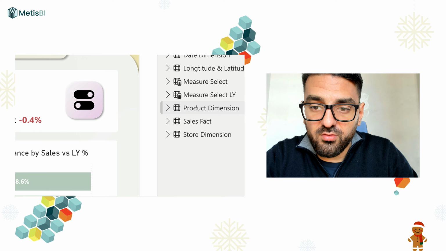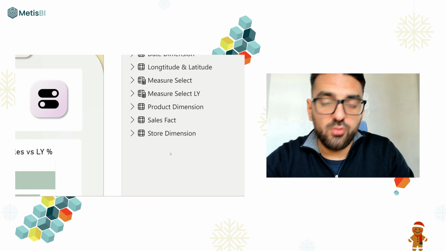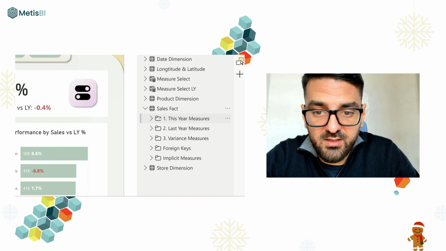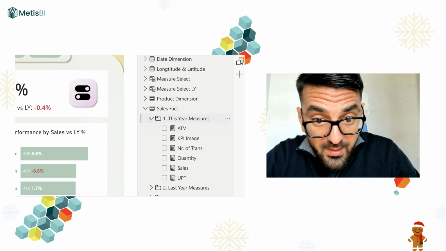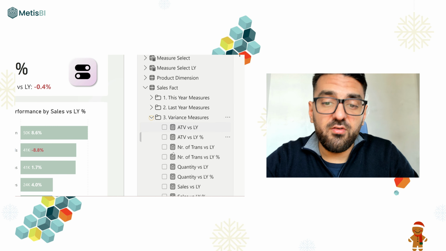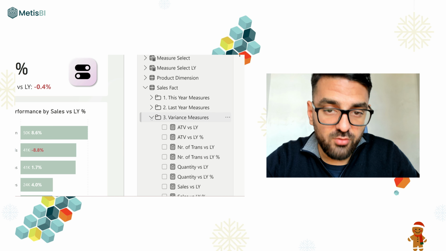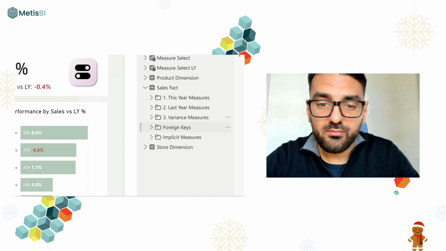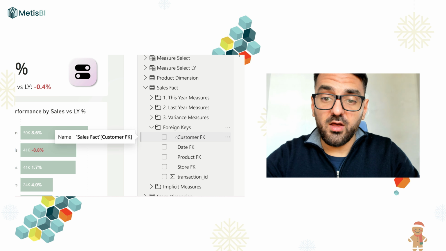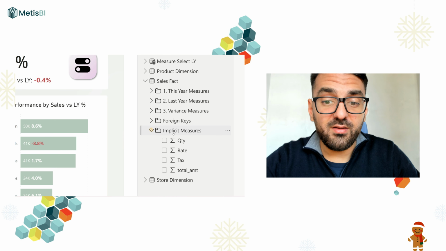So if I scroll down for a moment, you see I also have a sales fact here. Why is that not appearing at the top? Well, if I open this up, you'll see I've organized everything into this year measures, all measures, last year, all measures again, and then the variance equivalent as well. And you'll notice all of these have a calculator icon against them. However, I also have foreign keys. These are not measures, rightfully so. Also, these are not hidden. I also have implicit measures.